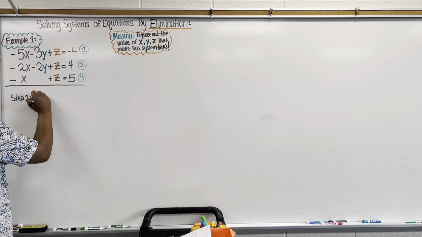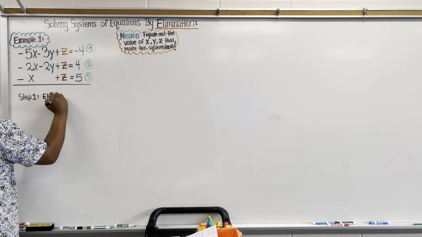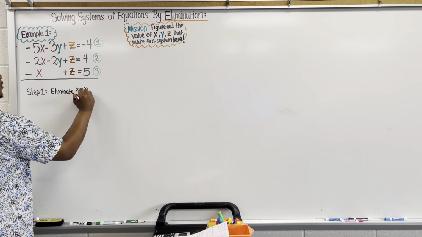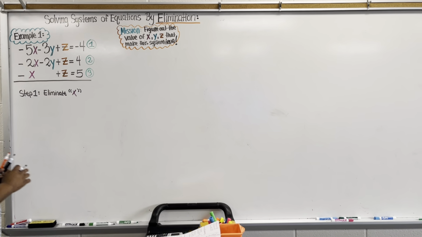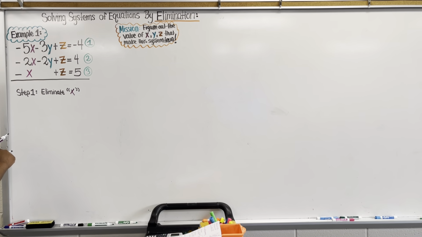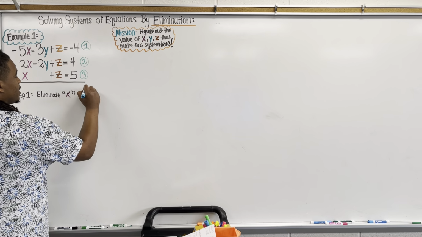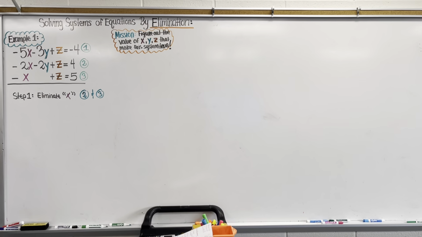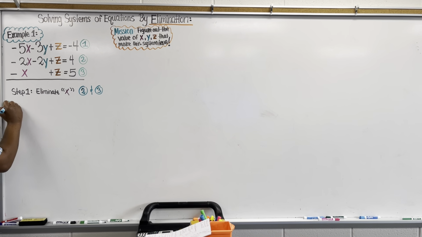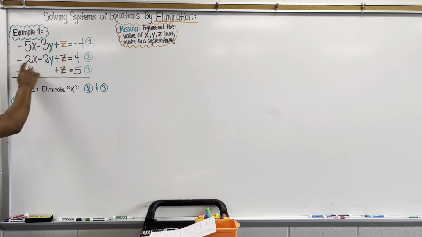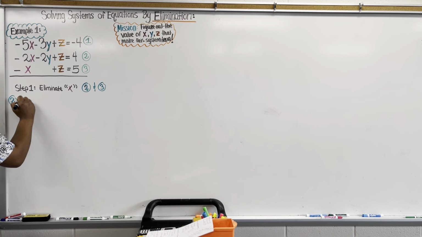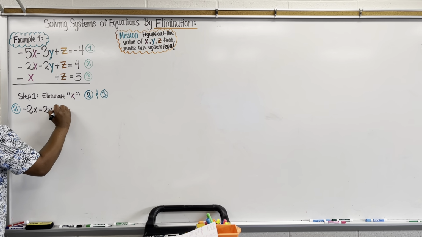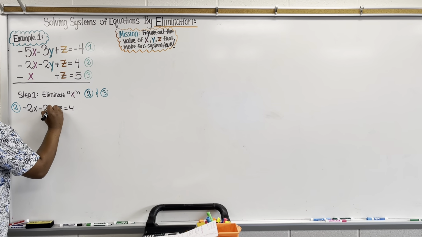So we're going to eliminate X. We're only going to take 2 of the 3 equations. It could be any 2, but I'm going to pick 2 and 3. We're going to use equation 2 and equation 3 to eliminate X. I'm going to write equation 2, the middle one, which I labeled as 2, so I'm just going to rewrite it: -2x minus 2y plus z equals 4.